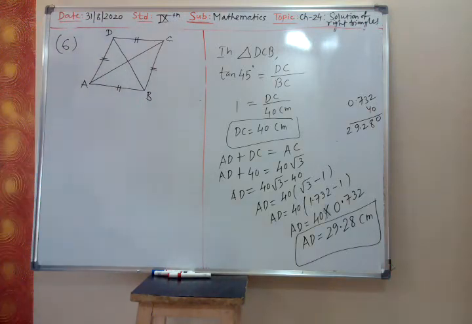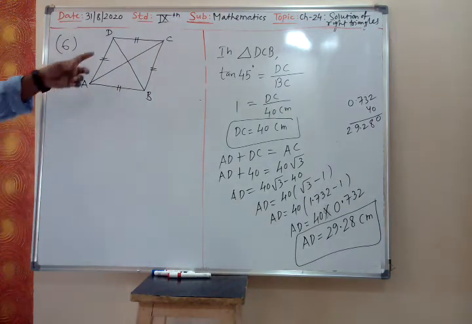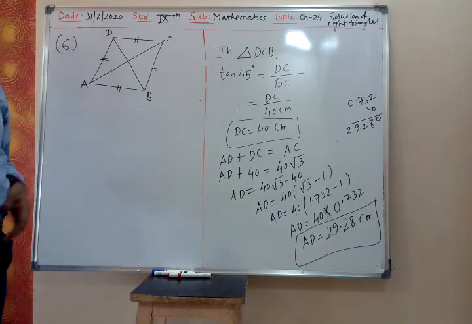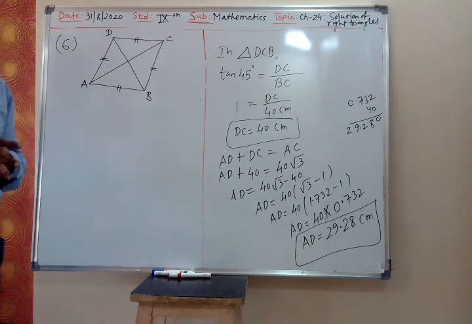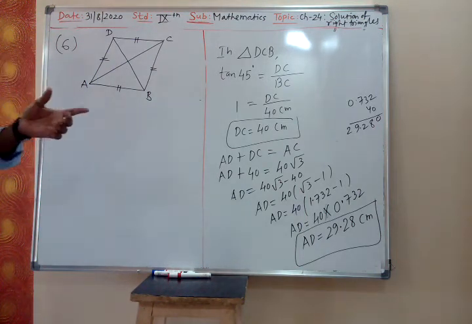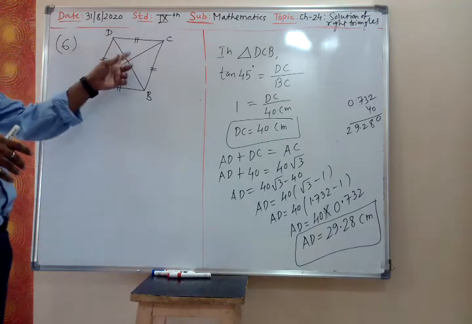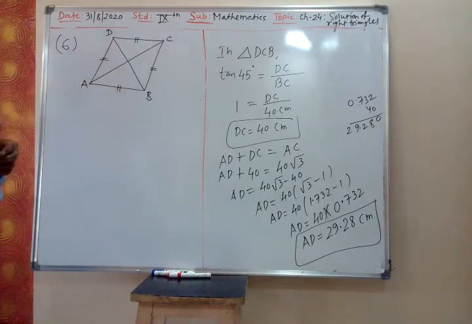Now tell me, what are the properties of a rhombus? All four sides are equal, which means it is a rhombus. When all the sides are equal and each angle is 90 degrees, that becomes a square. But here we are only given that all four sides are equal, so it is a rhombus.